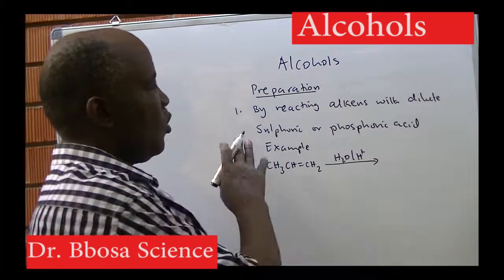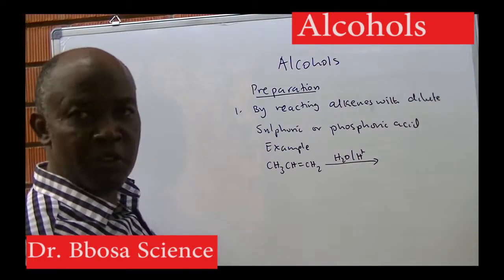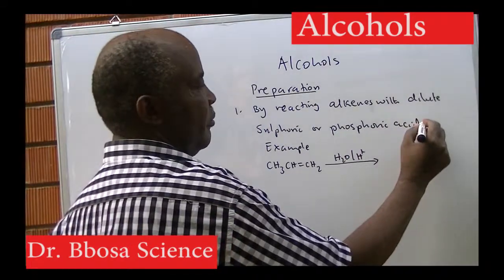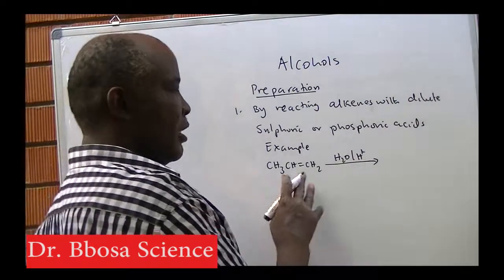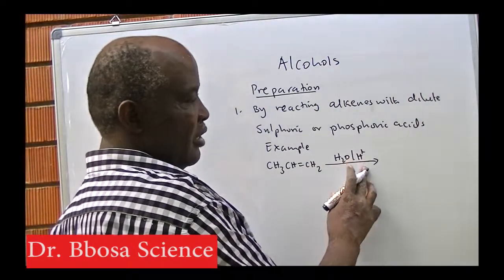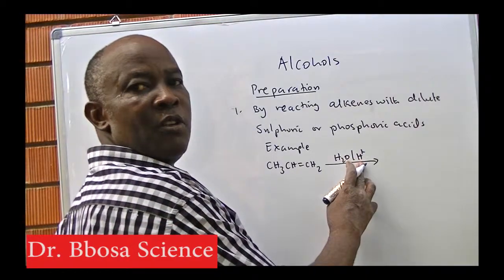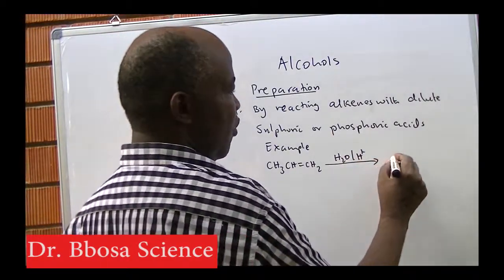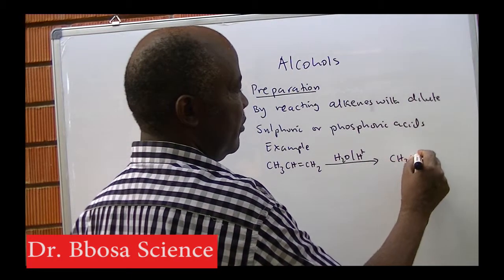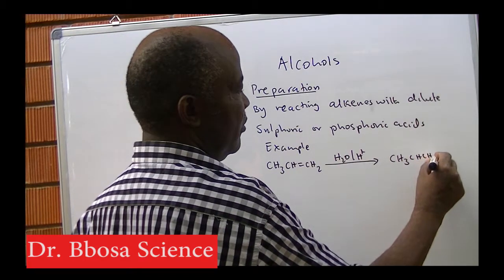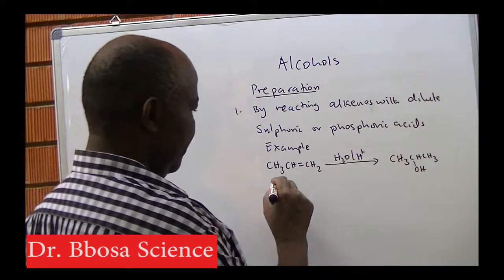Preparation. 1. By reacting alkenes with dilute sulfuric or phosphoric acids. An example, propene plus water in the presence of an acid. When we put H, we mean either phosphoric acid or sulfuric acid. We get the product. Mechanism.